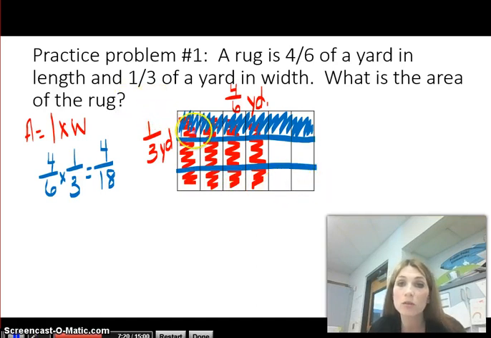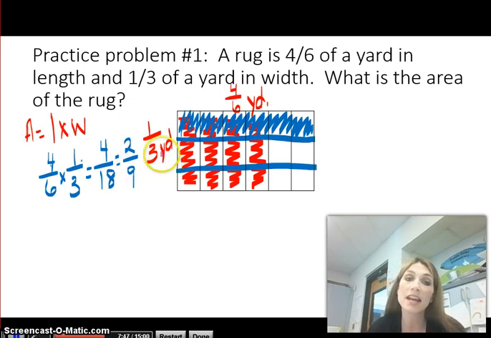And then I've got to look and see which ones I've colored in with both colors. So the ones that have red and blue both in them, that's 1, 2, 3, 4. So my model is supporting my answer whenever I just multiply numerators and then multiply denominators. So 4/18 is correct, but it's not in simplest terms. I can go ahead and simplify and reduce this by dividing both the 4 and the 18 by 2, and that's going to give me 2/9.